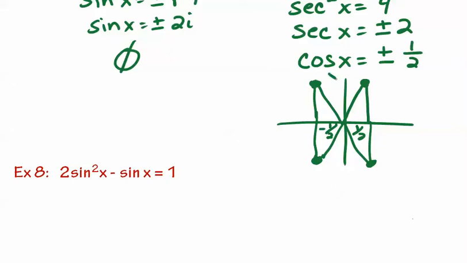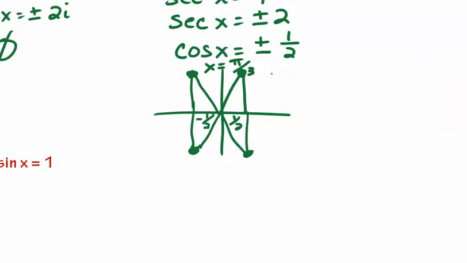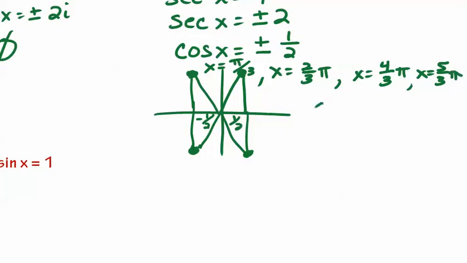So let's write our 4 angles. We would have pi over 3. I'll scroll here to get more room. We would have 2/3 pi. We would have 4/3 pi. And last, in quadrant 4, we would have 5/3 pi. Now you could write this as a solution set as well. That would be fine. So either way of writing your answer.